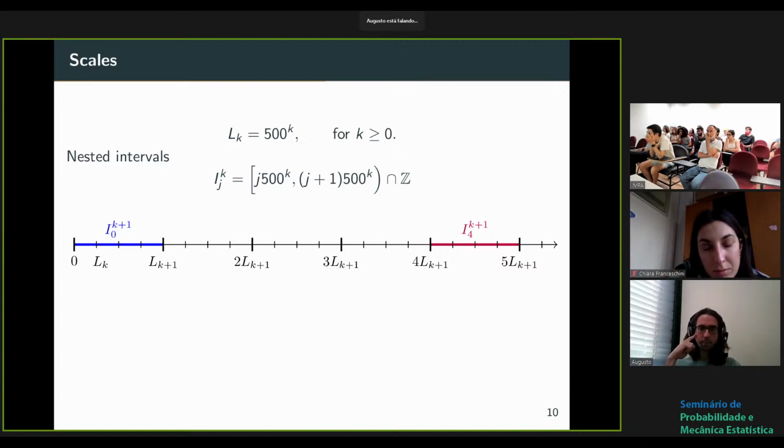So you can see that here's a picture of this paving. It's not very advanced, but you can see that an interval in scale K plus 1, like here, the blue one, is formed by 500, here it's only 4 to simplify the picture, but 500 intervals in the previous scale K. So the scales pave Z with disjoint intervals. Not only that, they are nested. One is composed by a disjoint union of the previous one. Okay, that's as nice as it gets for multi-scale renormalization.